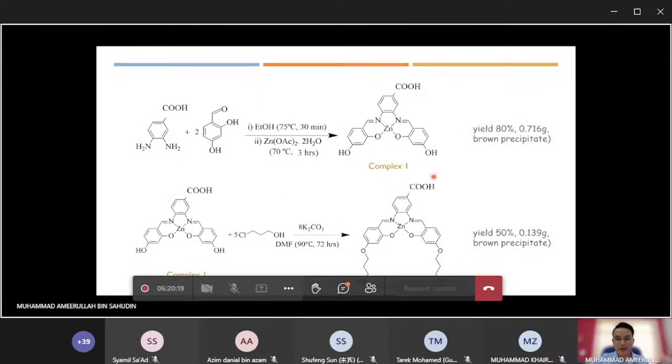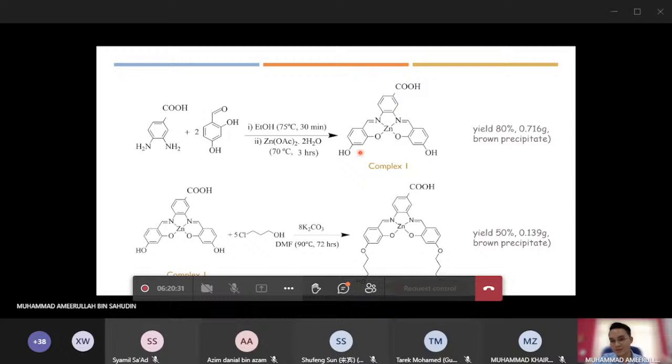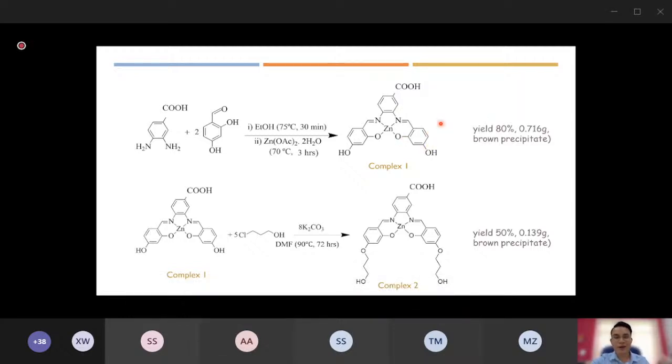Okay, here is our desired compound, which is complex 2. Before that, the journey is we have to synthesize complex 1 first. So using phenylenediamine and the aldehyde, we produce the Schiff-base complex. So we send it for characterization: NMR, FTIR, mass spec, and UV to confirm the structures.